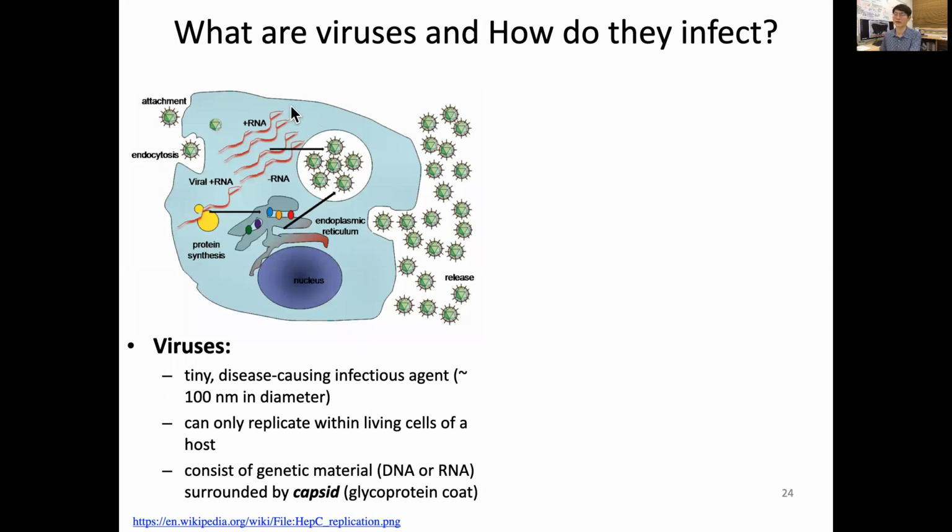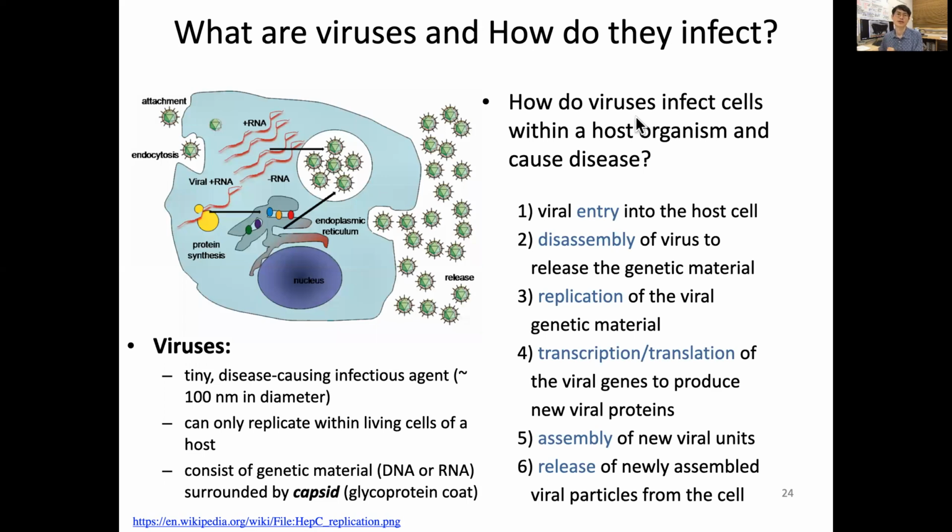So let's take a look at how the virus infects our body. This is a diagram, and I put in these steps for how a virus infects cells within a host organism and causes disease. First, the virus will enter into the host cell. You can see it attach and endocytose. Second, disassembly of the virus to release its genetic material. Once it's inside the cell, it will disassemble and release its genetic material. It could be RNA, or it could be DNA.